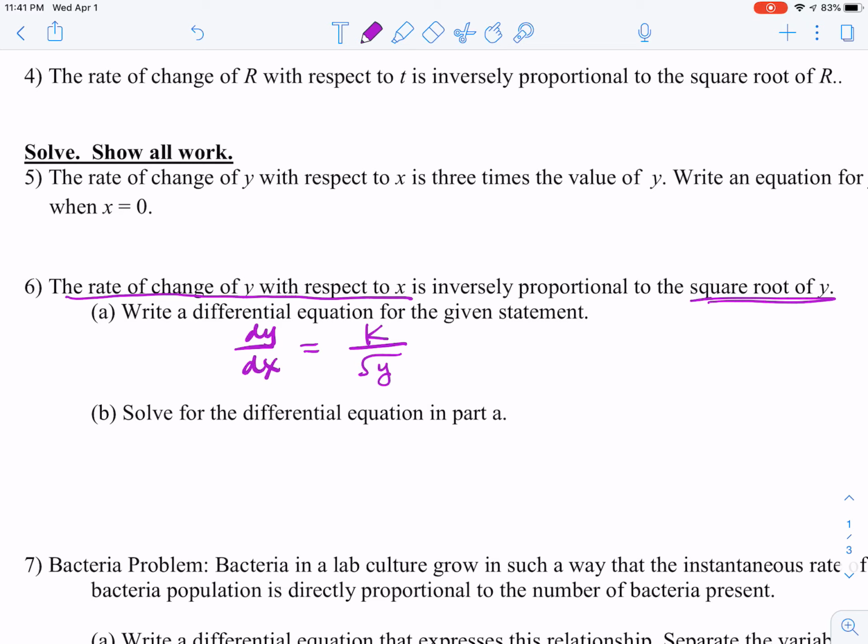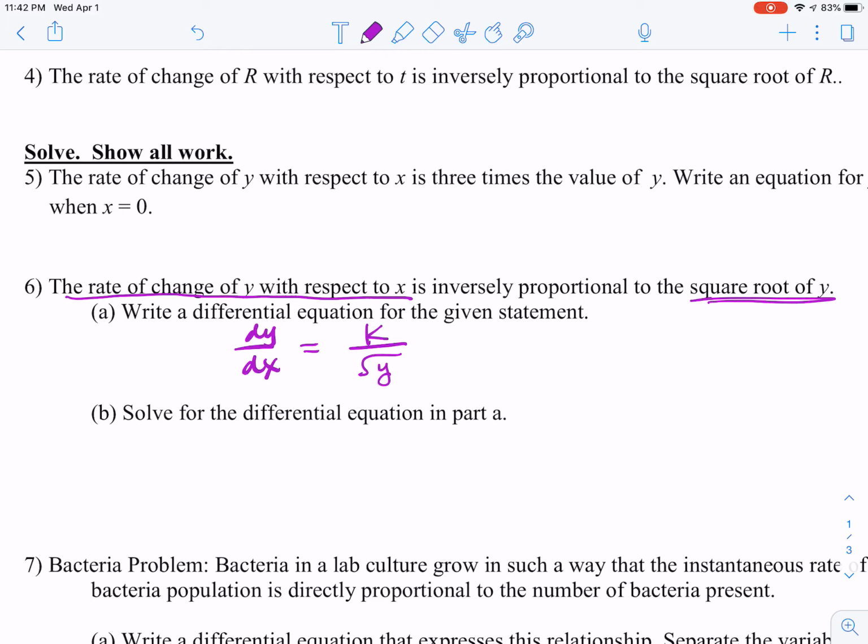The next one says solve for the differential equation in part A. Now, if you don't know any specifics about the problem, then you're going to leave C in it. And in this case, K, we don't know the constant of proportionality either because there's no more information. But we can at least solve for y and find the equation. So we're going to basically find y equals for the equation above, okay?